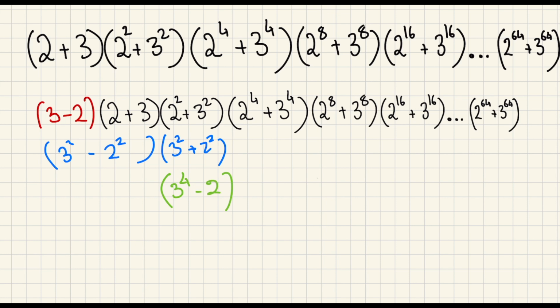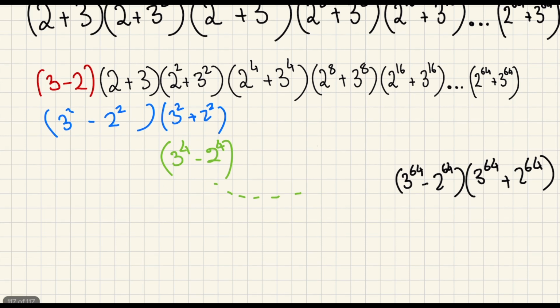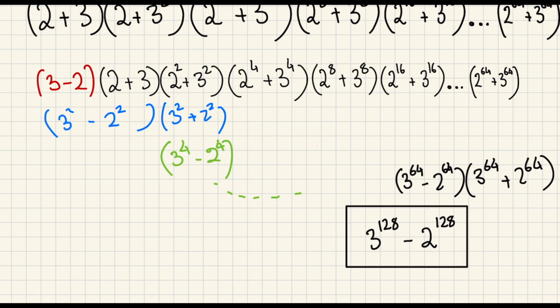This is going to eventually go all the way up until we're left with the very last one. And what's the very last one going to be? It's going to be 3 to the 64 minus 2 to the 64 times 3 to the 64 plus 2 to the 64. If we multiply this out, we are going to get 3 to the 128 minus 2 to the 128, which is a ridiculously big number, but it's written in a pretty simple form.